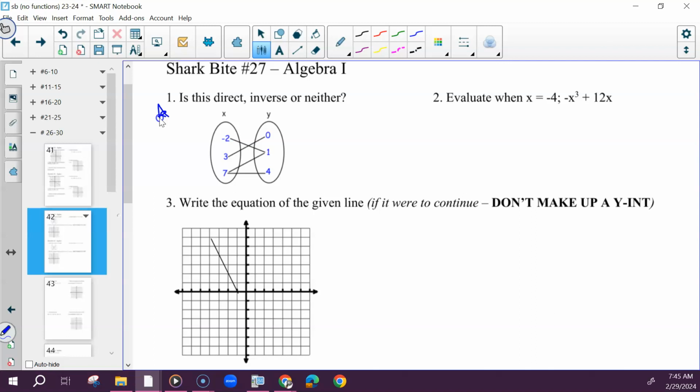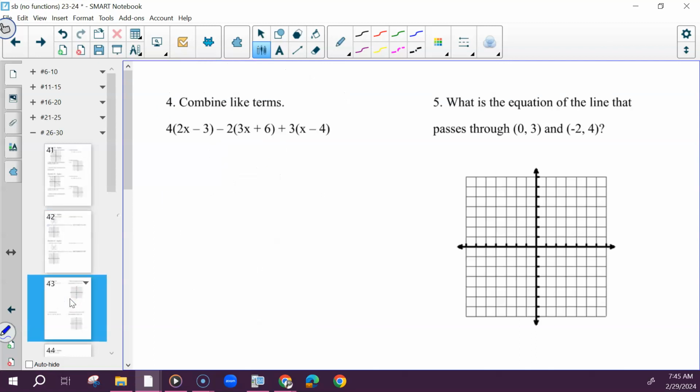One can be done in Desmos. This one can be done in Desmos, but it's just easier because we have a graph. So we'll do that on the graph. And then 5, we can use the graph for that one.